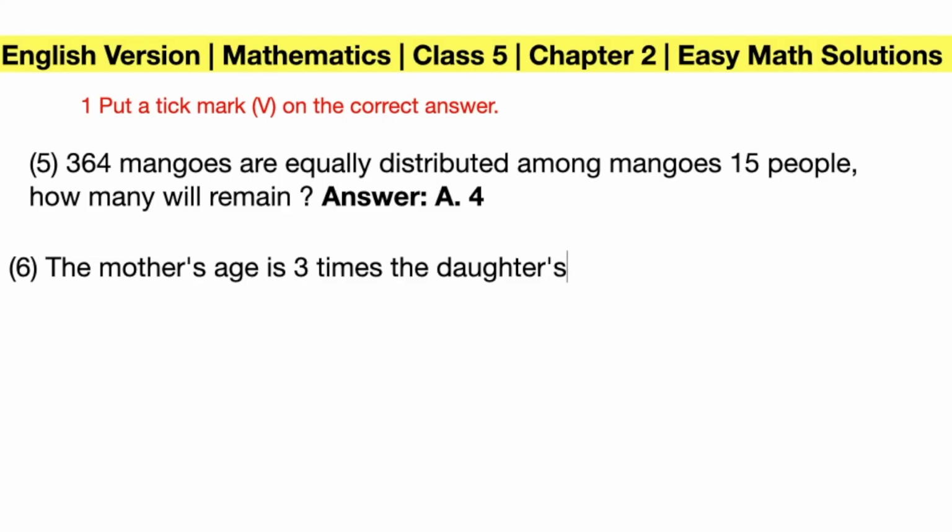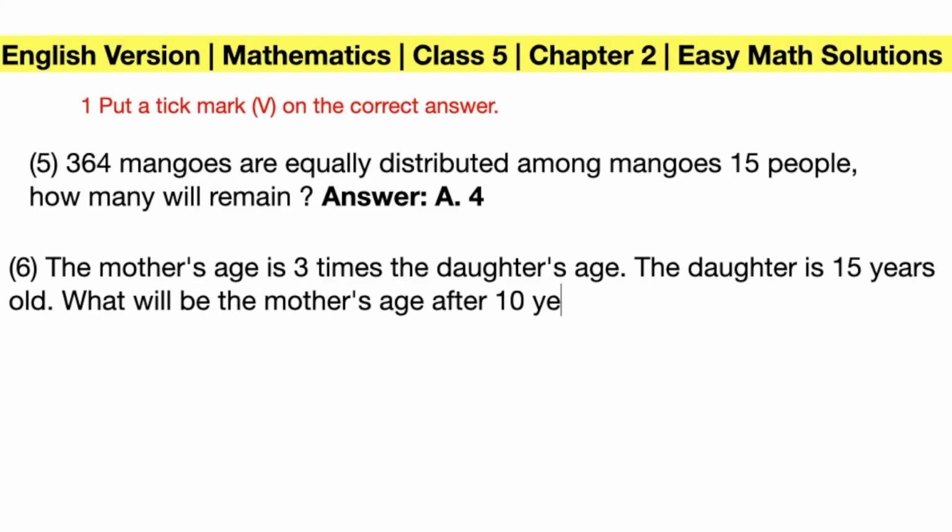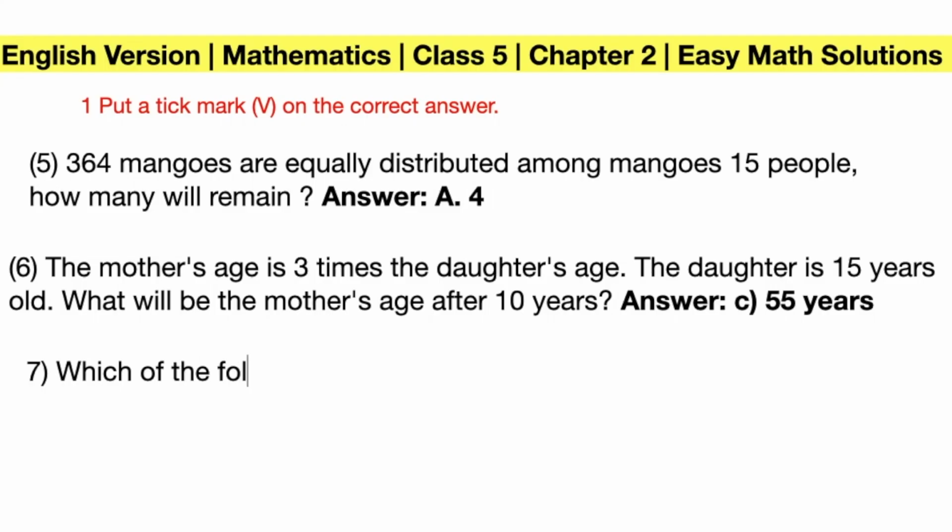Number 6. The mother's age is 3 times the daughter's age. The daughter is 15 years old. What will be the mother's age after 10 years? 55 years. Answer C.